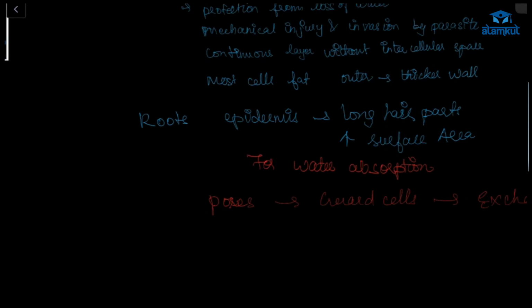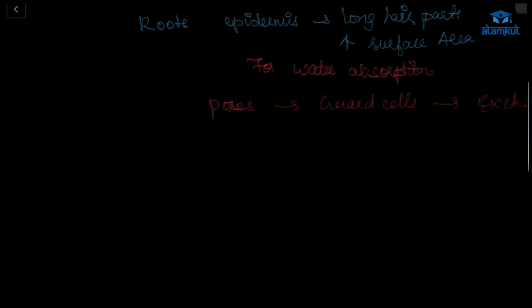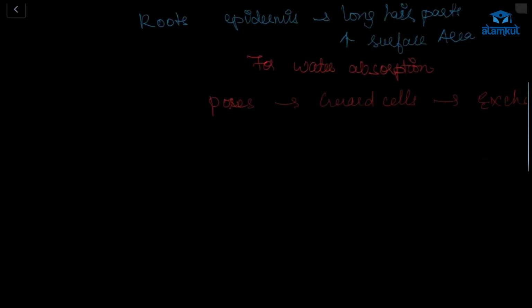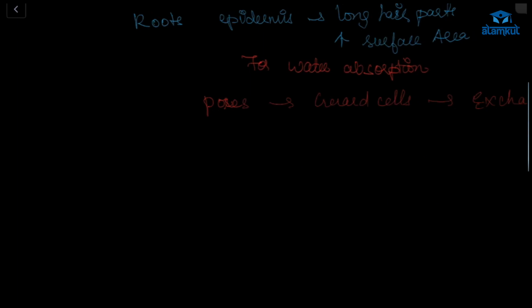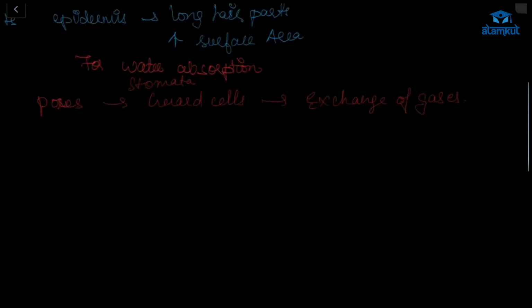In the roots, right, the epidermis will contain long hair parts which will increase the surface area for water absorption. Now, this epidermis will also have pores, and in the pores we have the stomata, right? Stomata, which will contain guard cells, which is used for exchange of gases.